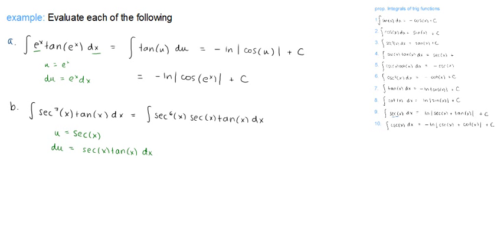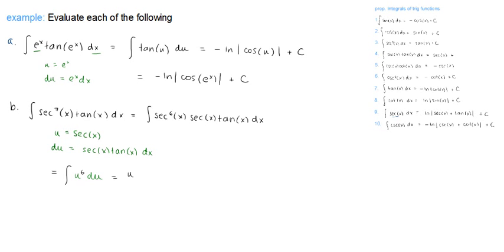So now I can replace secant of x to the power of 6 by u to the power of 6, and my secant x tangent x dx is going to help me replace the du. If I rewrite my integral, that will give me the antiderivative of secant of x to the power of 6, which is u to the power of 6, times secant of x tangent of x dx, which is du. And I can now evaluate this in the way that I already know how to do that.